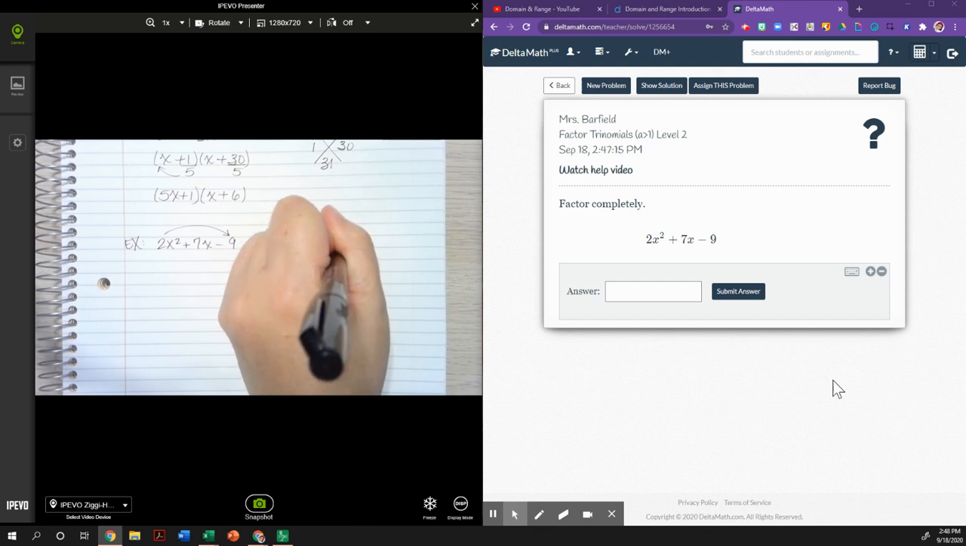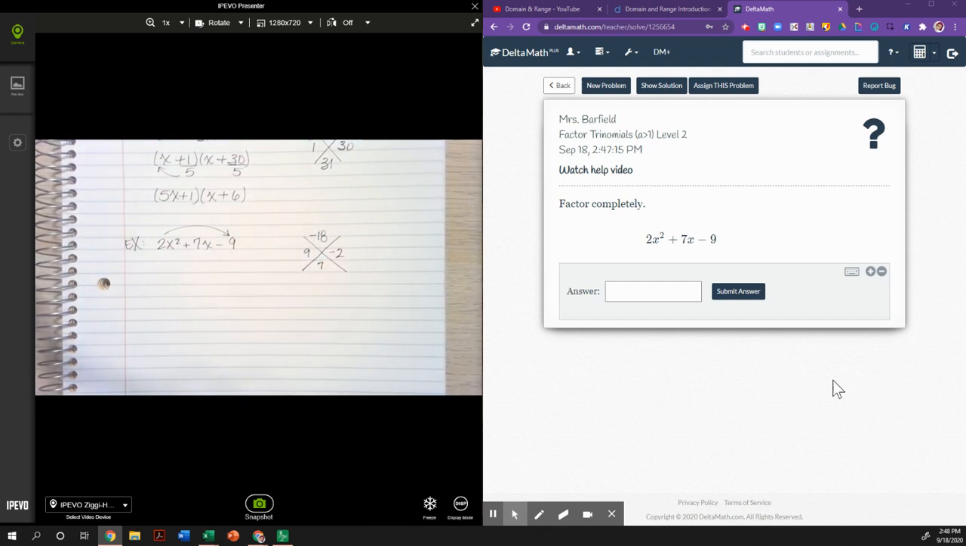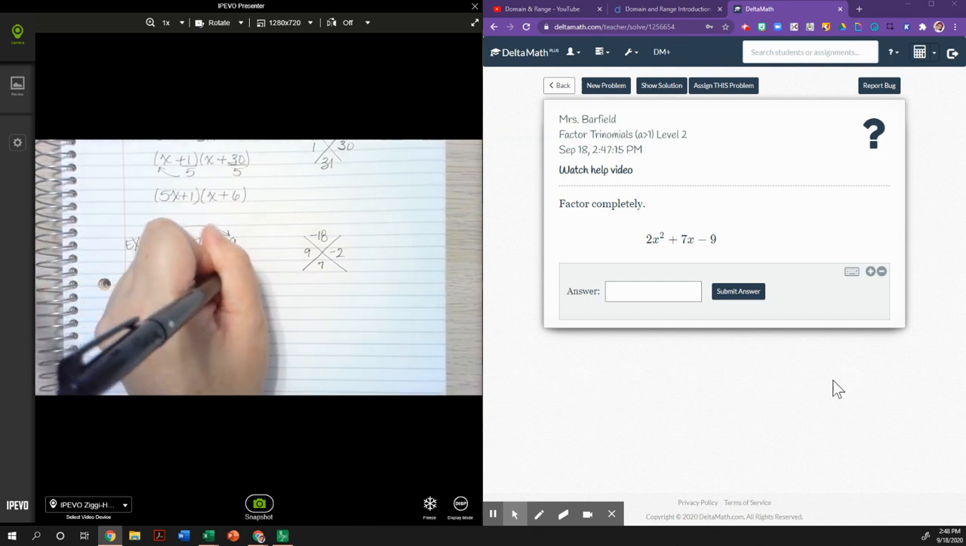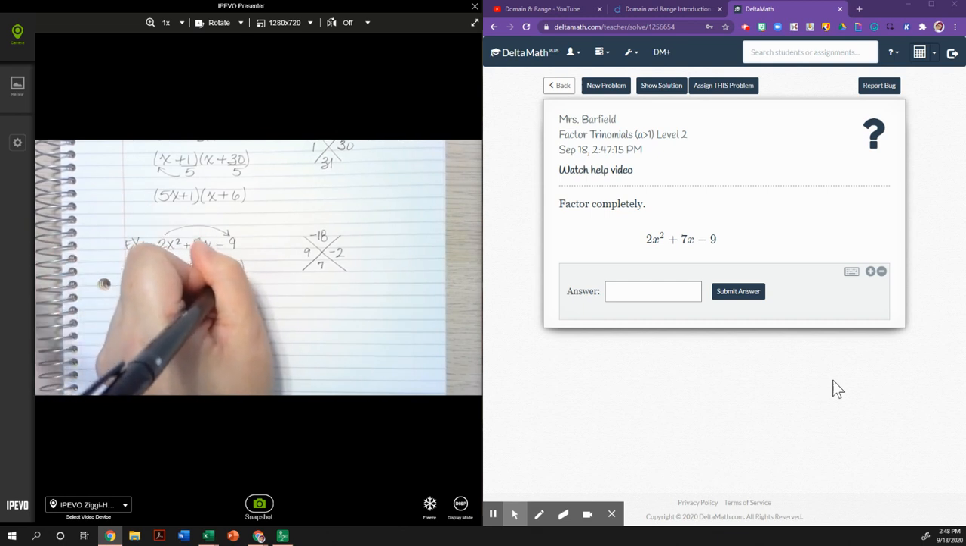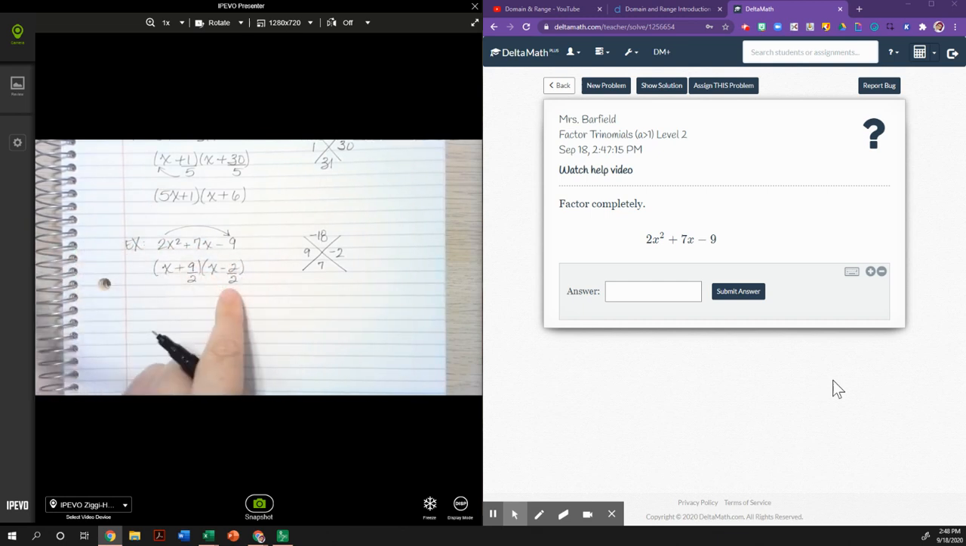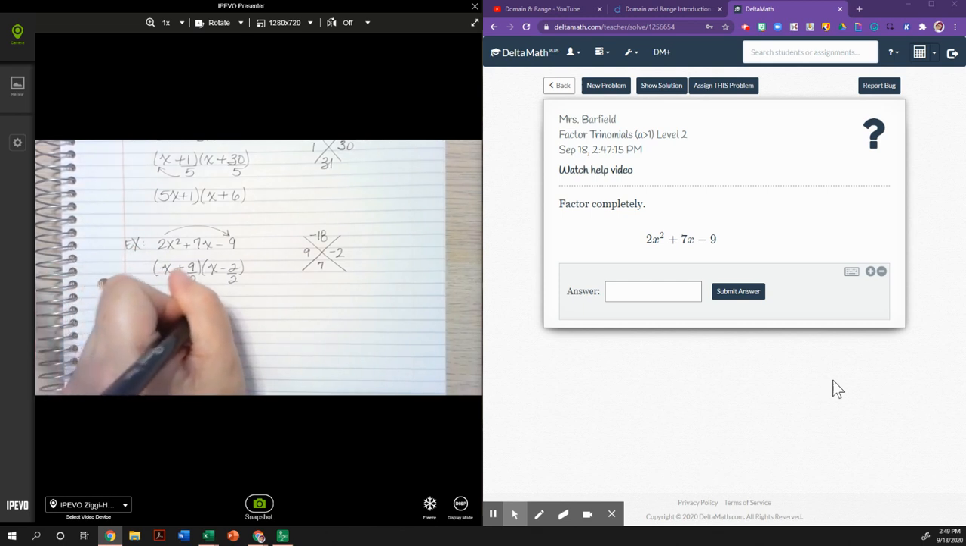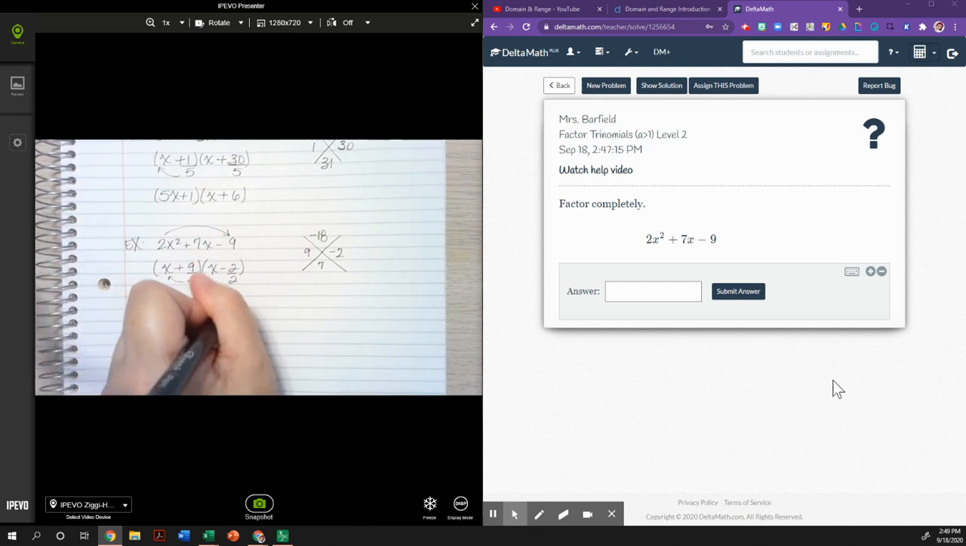All right, so 9 and -2 will solve that because 9 times -2 is -18, and 9 plus -2 would give me 7. So x plus 9, x minus 2. Got to undo that multiplication step, so I divide by 2. I'm dividing by that front number. So 2 over 2 gives me 2x plus 9, then 2 over 2 gives me x minus 1.